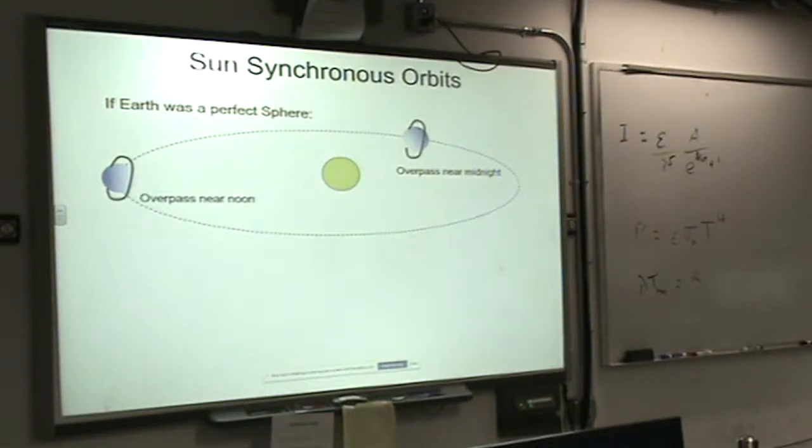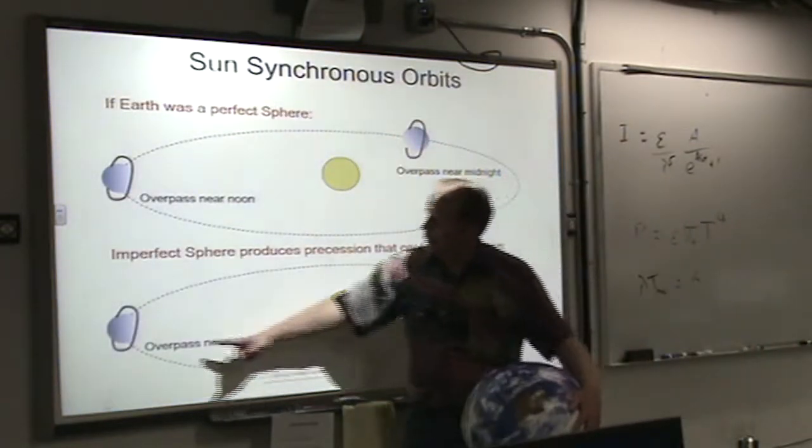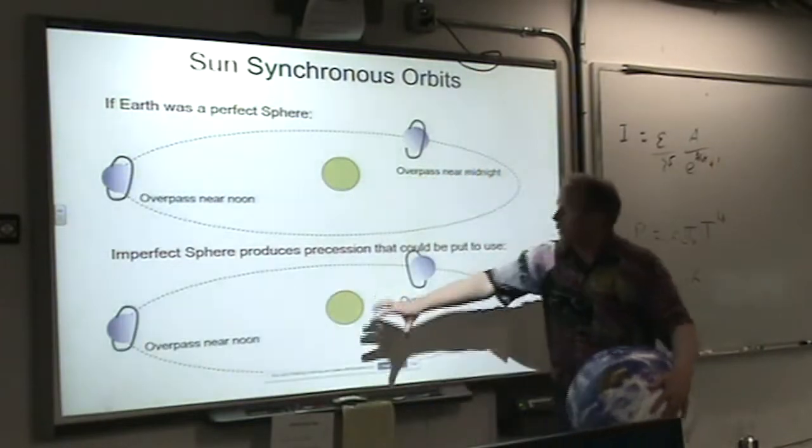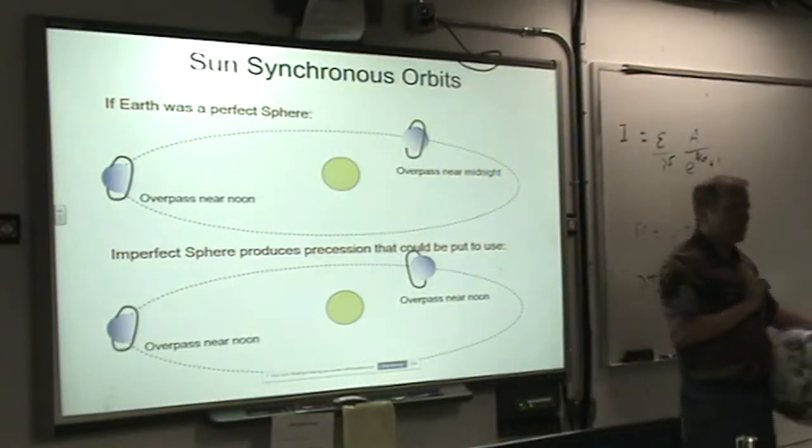So if you're going around the year, then the satellite would be passing over the Earth at different times of day during the year, which isn't good if you're trying to watch the same thing happening all the time. However, we get lucky. We get lucky because the Earth is not a perfect sphere. As you know, it's a little bit egg-shaped, and for complicated reasons, that means that this orbit doesn't stay the same. It kind of precesses. And if you can get everything lined up right, you can get it so that an overpass is near noontime at one part of the year, and as it goes around, the plane of orbit changes and you're still overpassing around noontime. Okay?